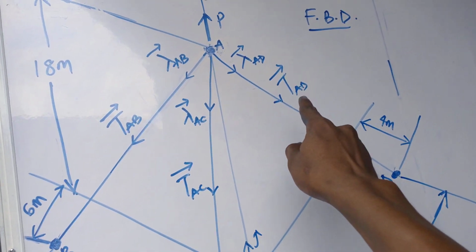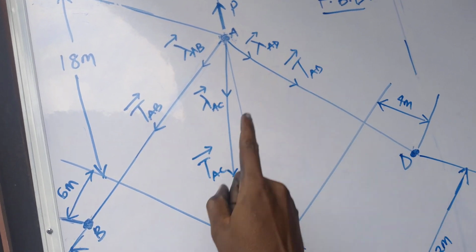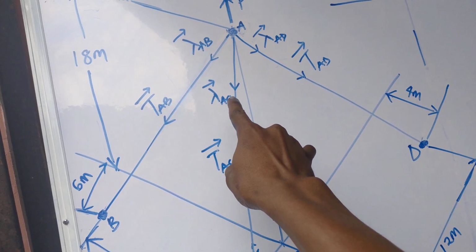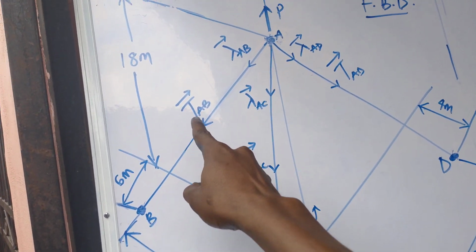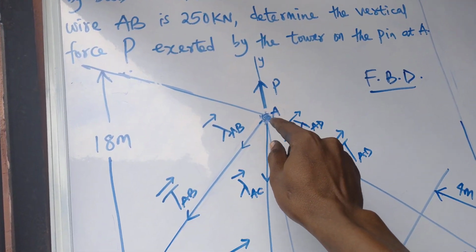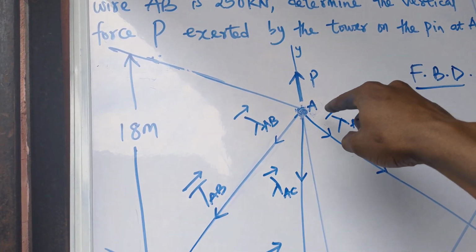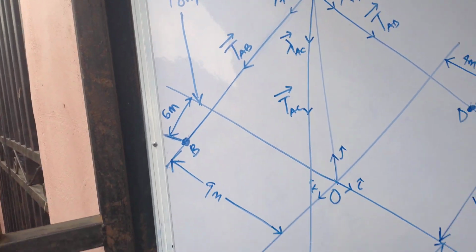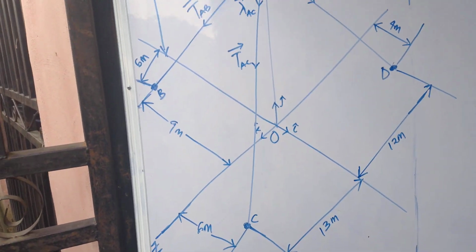You have vector TAD, vector TAC and its unit vector lambda AC, and vector TAB and the unit vector lambda AB. Now the force acting at point A is P. I took it as an upward force acting at point A, that's P.